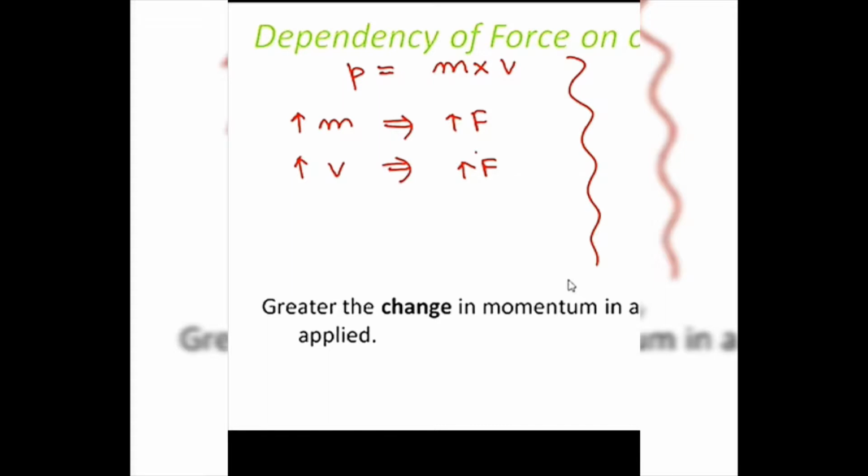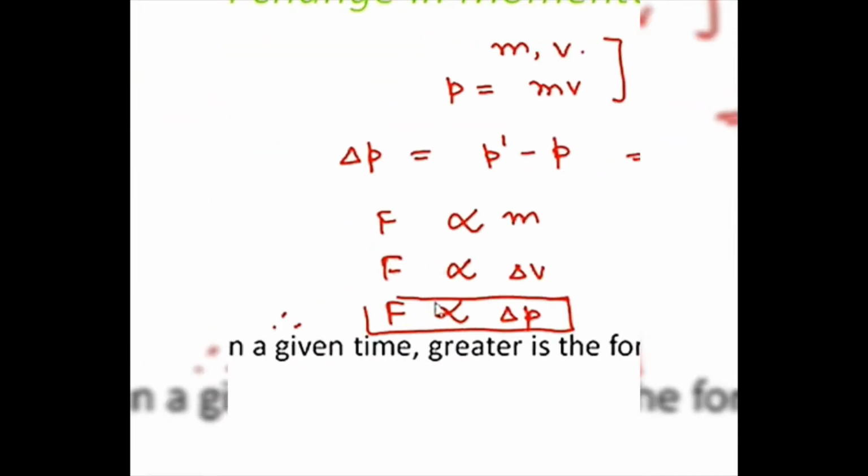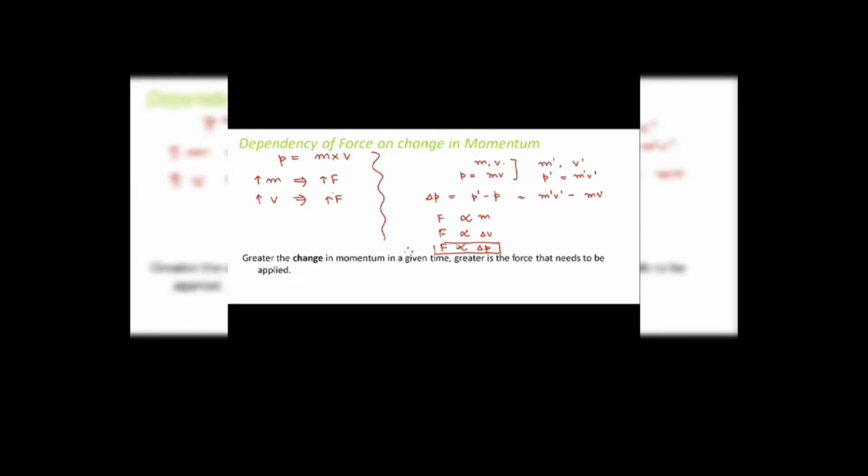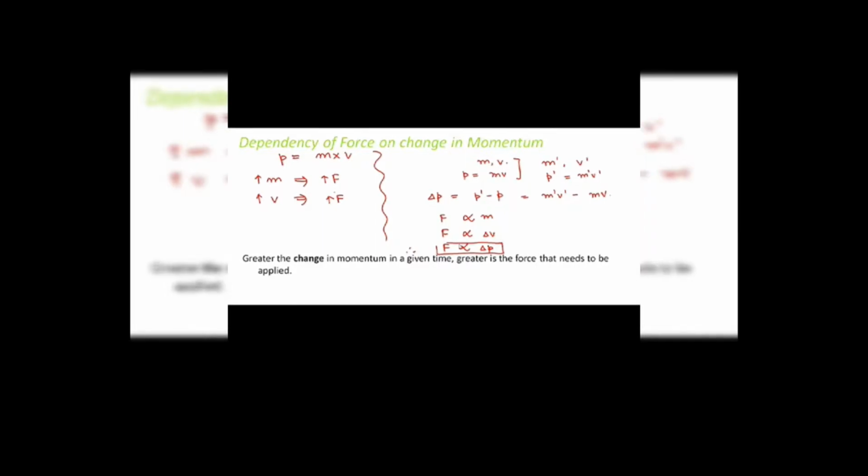So now we saw that as mass increases, force increases. As velocity increases, force again increases. So we can say that force is directly proportional to mass and force is directly proportional to change in velocity. So from this we can say that force is directly proportional to the change in momentum, because force is proportional to mass as well as velocity, and mass and velocity give momentum. So we can say that greater the change in momentum, greater is the force that needs to be applied. That is why this statement is given here: greater the change in momentum in a given time, greater is the force that needs to be applied, right?